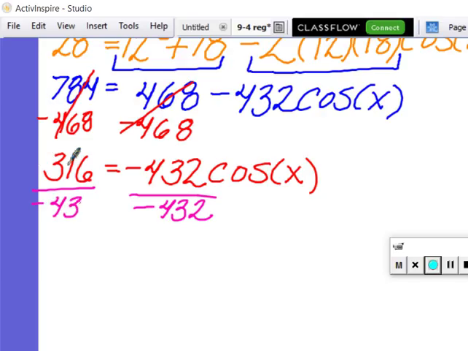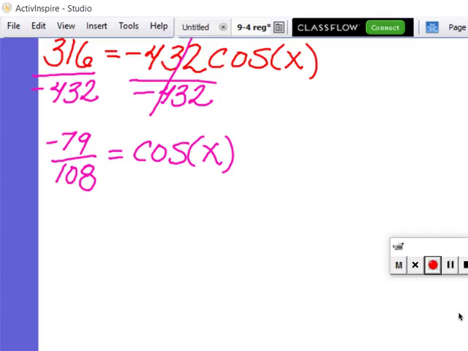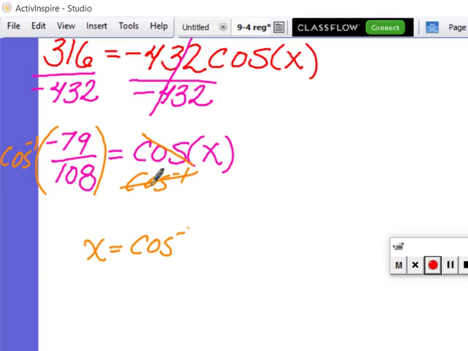Divide by negative 432. So then you could even do a simplified fraction if you wanted to really show your work. So this is really negative 79 over 108, which you wouldn't have to do as a simplified fraction. That equals cosine of x. And now we have one last step to get x alone. Inverse cosine, not to be mistaken with secant, that's not an inverse. So we're going to inverse cosine both sides. And remember when you take an inverse, it undoes cosine. So x is equal to cosine inverse of negative 79 divided by 108.